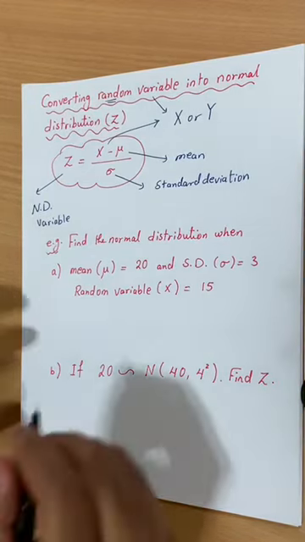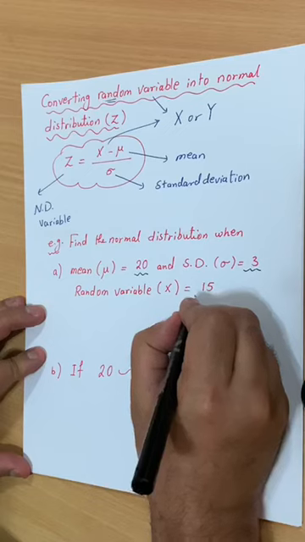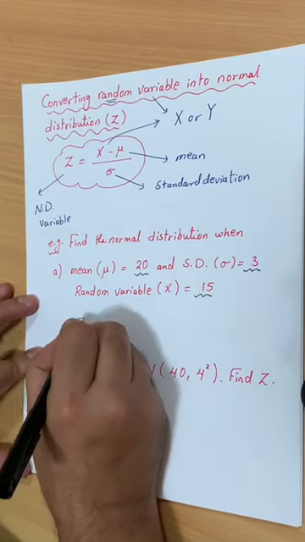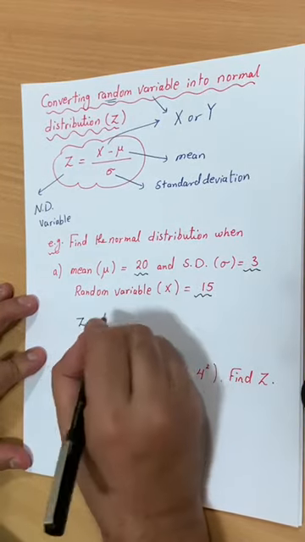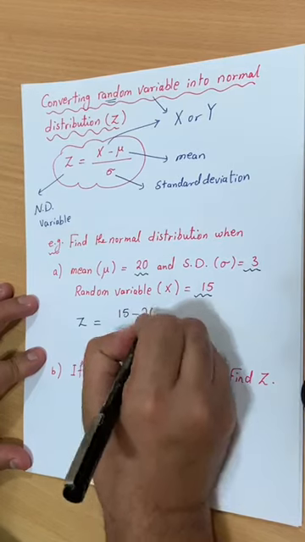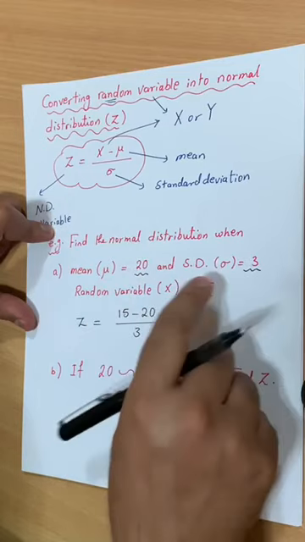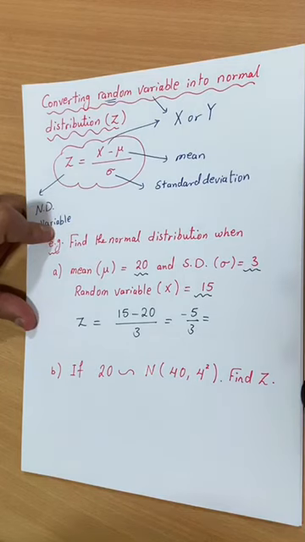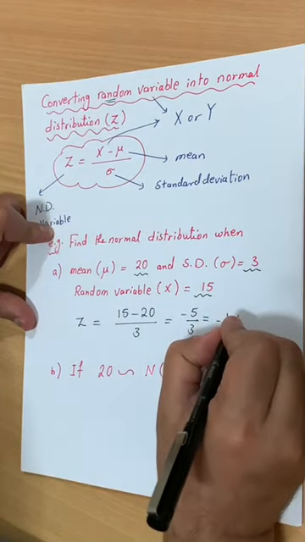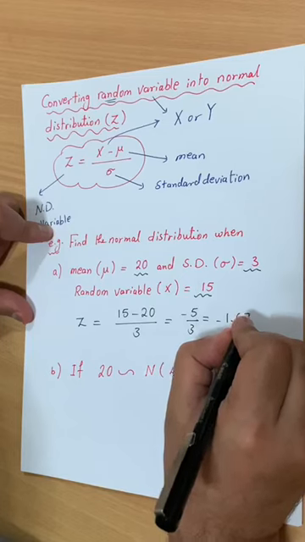Find the normal distribution when mean is equal to 20, standard deviation is 3, and random variable is 15. So if you want to find Z, converting random variable into normal distribution variable, you do 15 minus 20 over 3 using the rule x minus mu over sigma. So it's negative 5 over 3, negative 5 divided by 3, is equal to negative 1.666. It's recurring 6, so we can write 1.67.